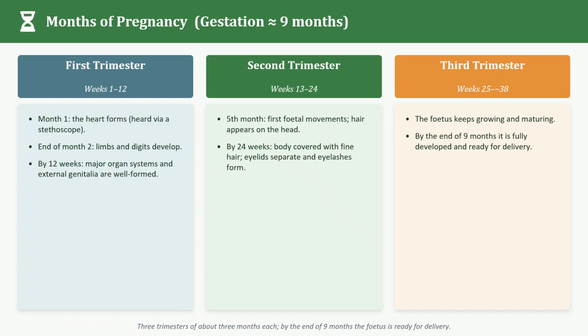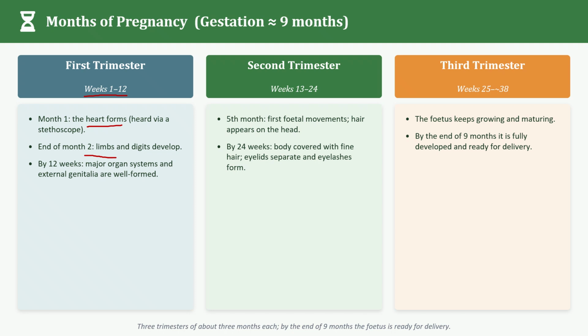Months of pregnancy. Gestation is 9 months, approximately 280 days, and it is divided into 3 trimesters. The first trimester is week 1 to 12. Major developmental changes occur here. The heart develops and starts beating. Limbs begin to appear, fingers and toes develop, external genital organs also form, and major organ systems are established.